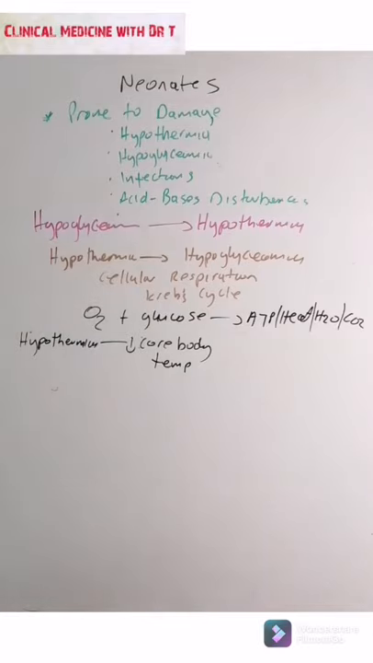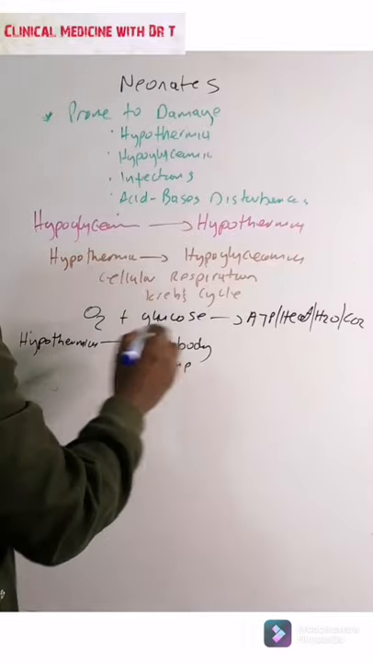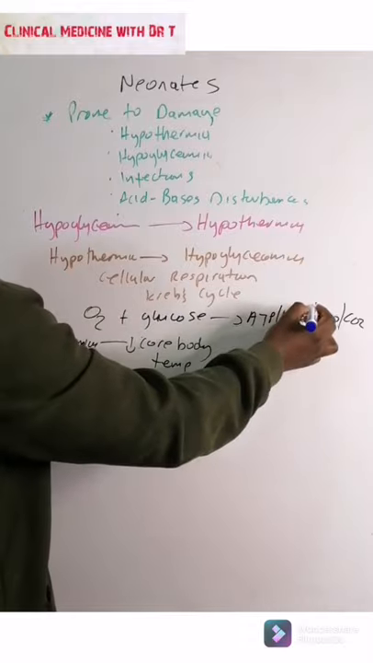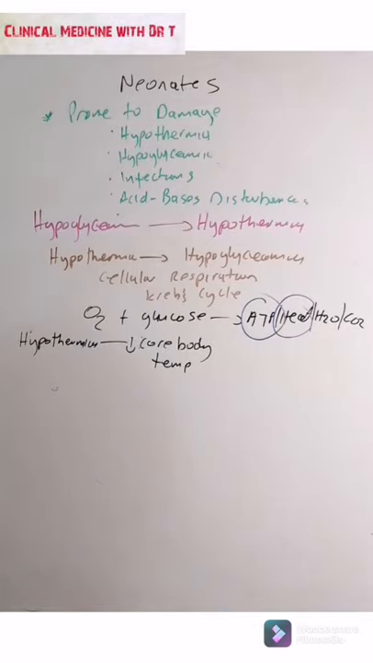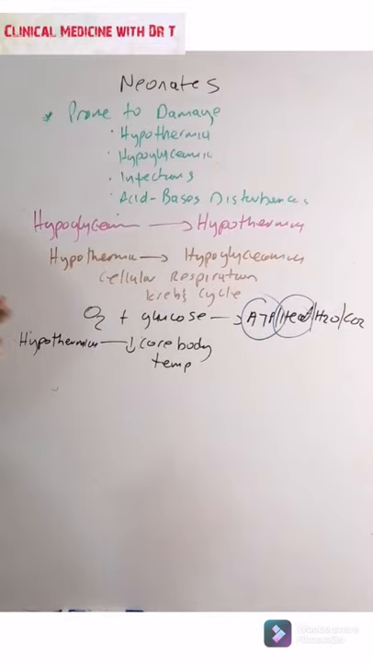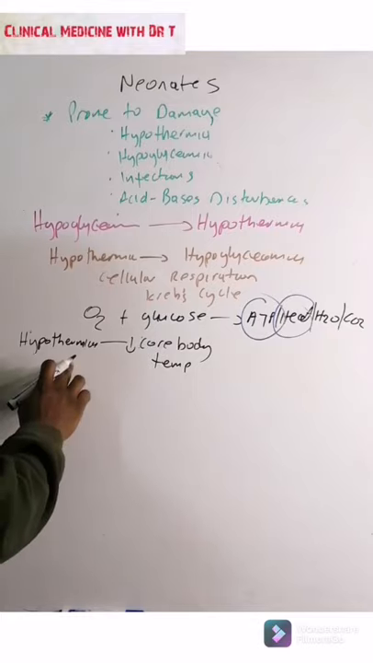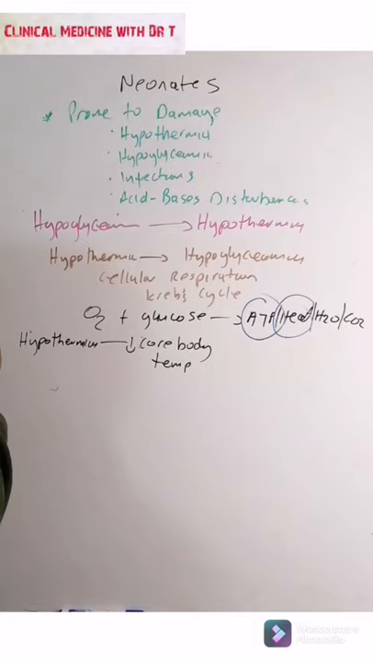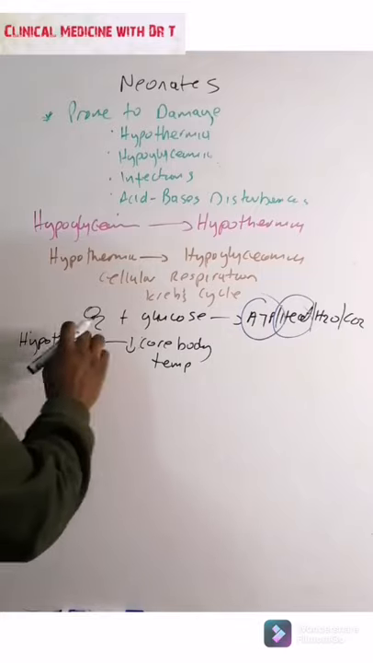Now, the body knows that if I'm in a situation where I've got hypothermia, if I can push this reaction in that direction, I'll produce these two products, which will increase the body temperature. So the body is going to try and push the reaction to the right. Let me explain this nicely, guys. The body knows, look, I've got hypothermia, and how can I increase my core body temperature? I can increase it by pushing this reaction to that side.